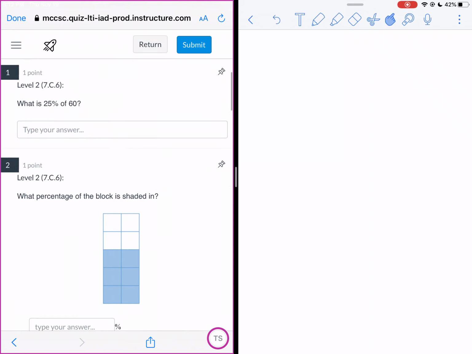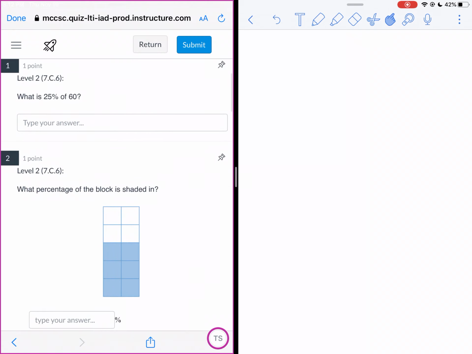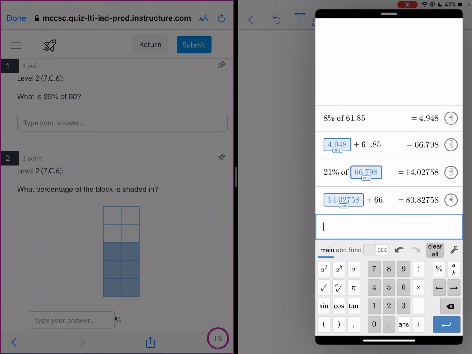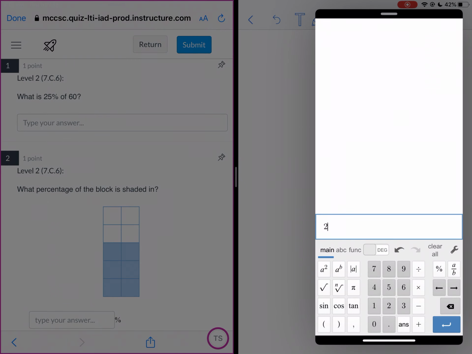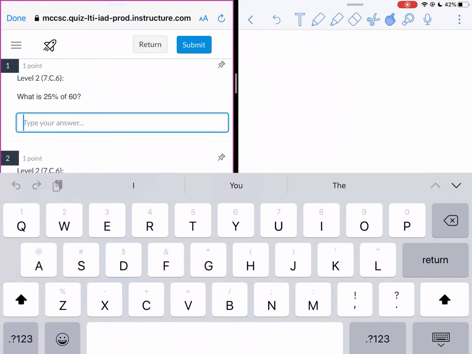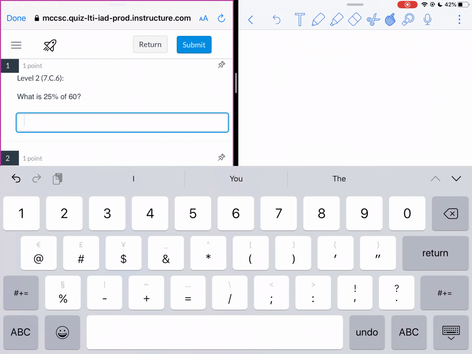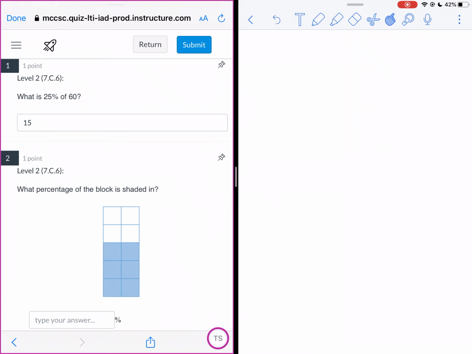To start, we're on number 1, and we're looking for what is 25% of 60. We can type that straight into our Desmos calculator. 25, hit that percent button, gives us a percent of 60, gives us 15. And on something like this, you won't need to show any work. We'll just put the answer in.